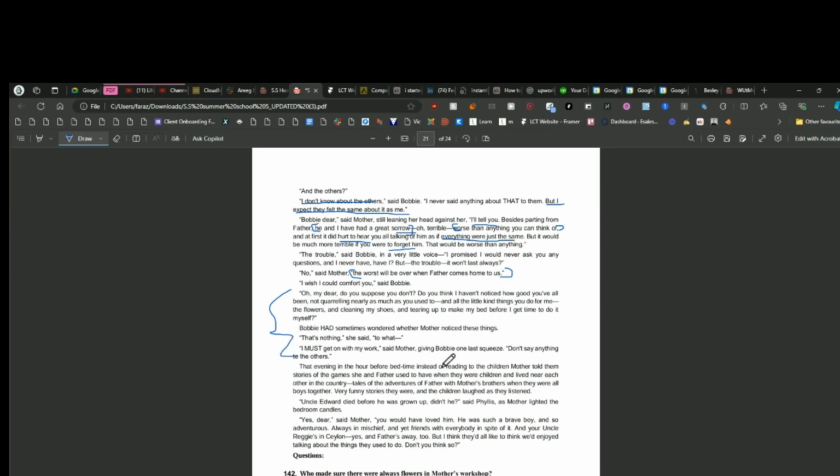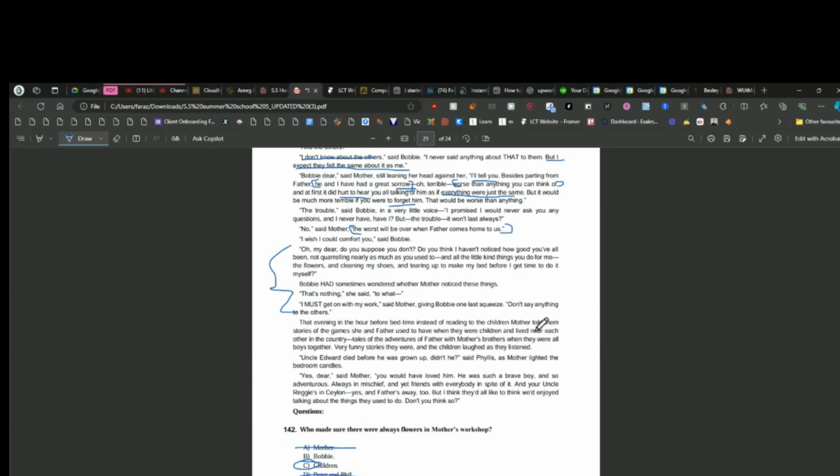That evening, in the hour before bedtime, instead of reading to the children, mother told them stories of games she and father used to have when they were children and lived near each other in the country. Tales of adventures of father with mother's brothers when they were all boys together. Very funny stories they were, and the children laughed as they listened.